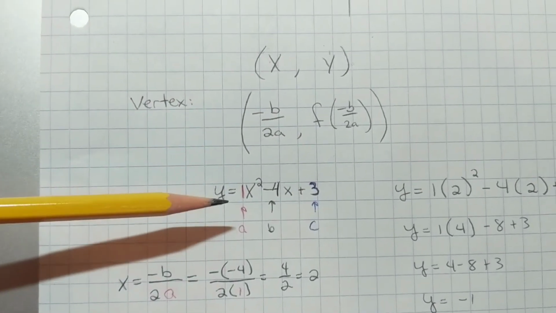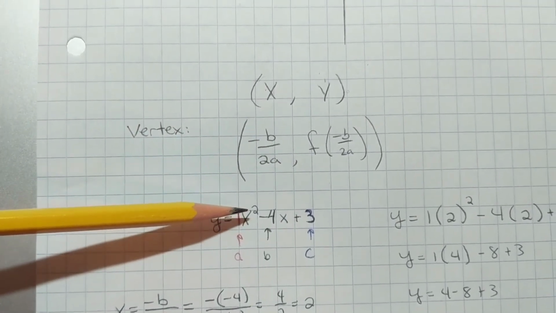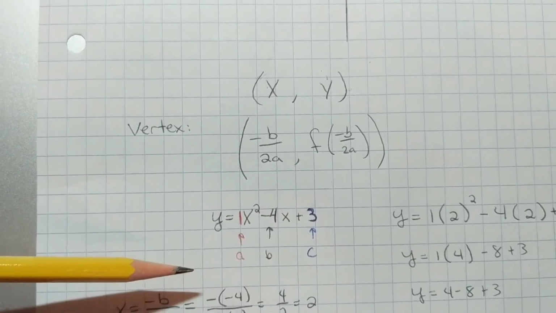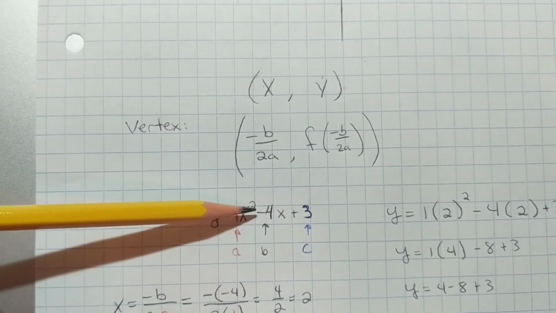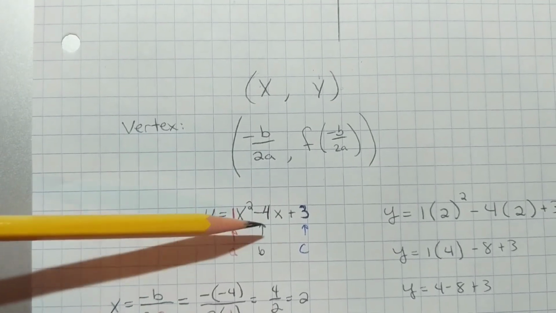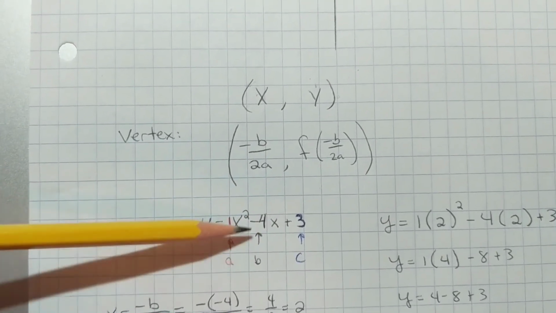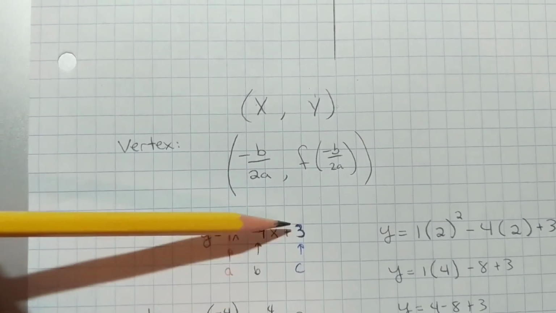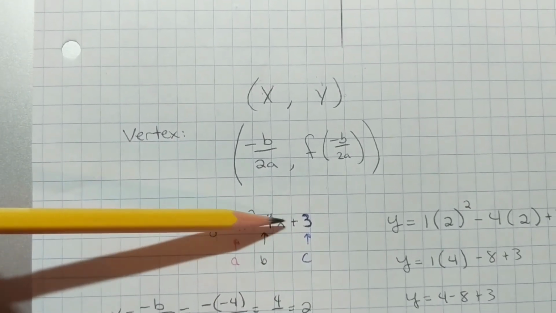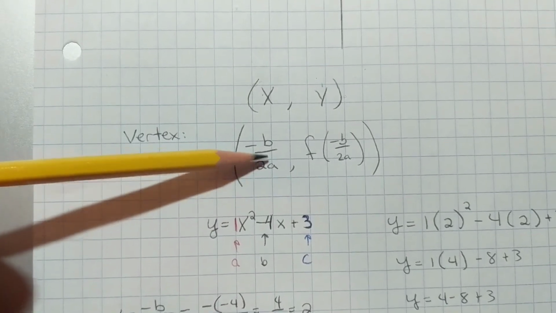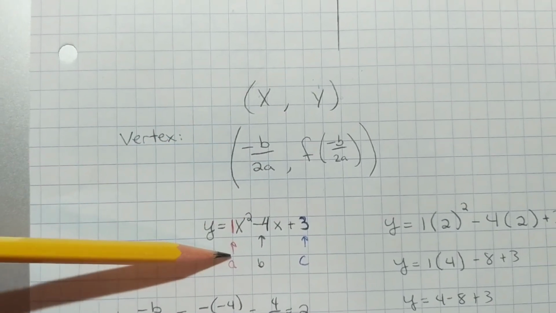So I go to a quadratic. This is y equals 1x squared minus 4x plus 3. The leading coefficient is the a value. The middle coefficient, which is attached to the linear term, is the b value. And the last term will be our c value. So we have a, b, c.